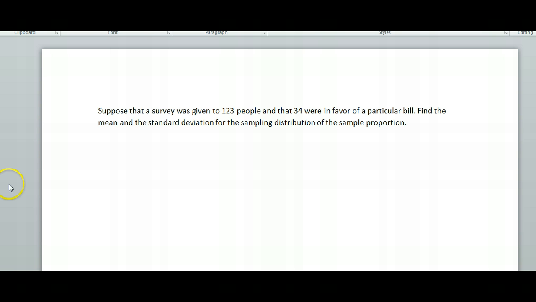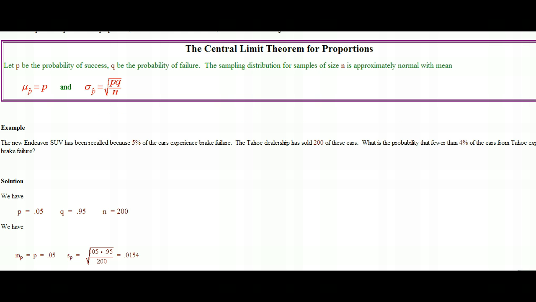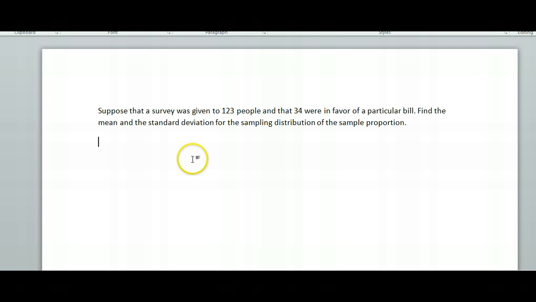Okay, from the reading, we should have seen that the central limit theorem for proportions says that if P is the probability of success and Q is the probability of failure, the sampling distribution for samples of size n is approximately normal with a mean of P and a standard deviation of the square root of PQ over n. So they have a worked out example down here also, but our example actually gave us the numbers.